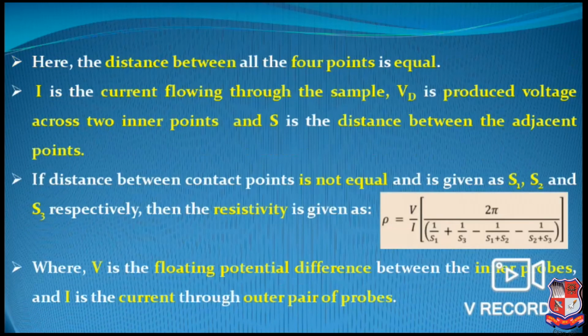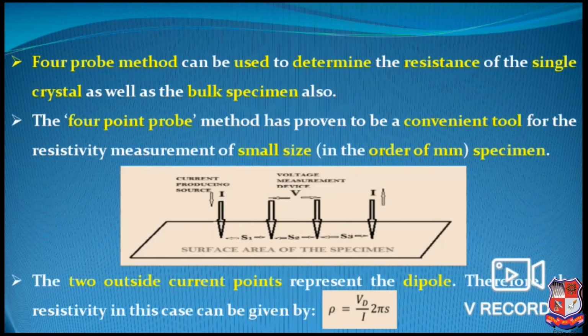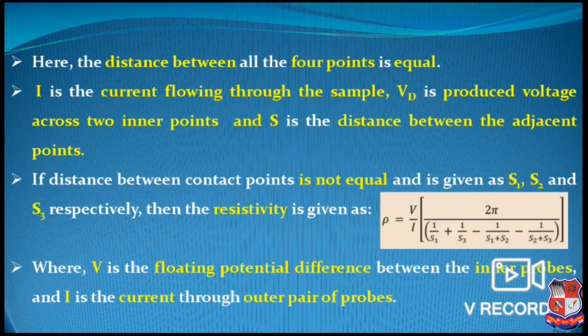Here the distance between all the 4 points is equal, as we can confirm from this figure that all the probes are equidistant. Capital I is the current flowing through the sample, Vd is the produced voltage across two inner points, and capital S is the distance between the adjacent points.